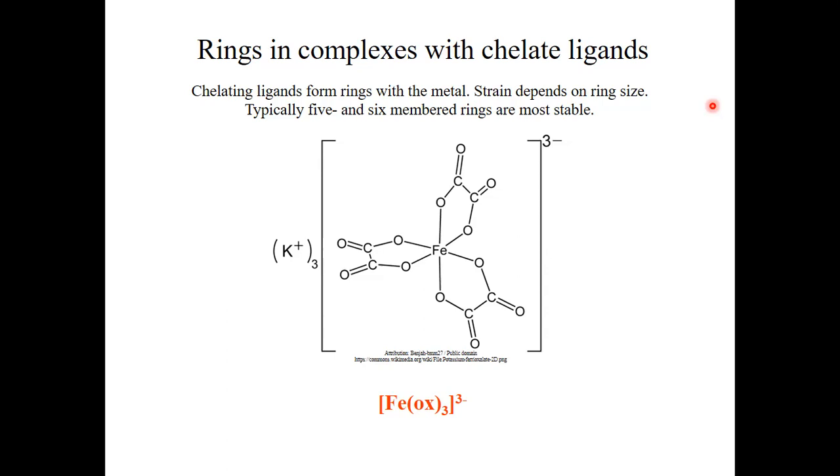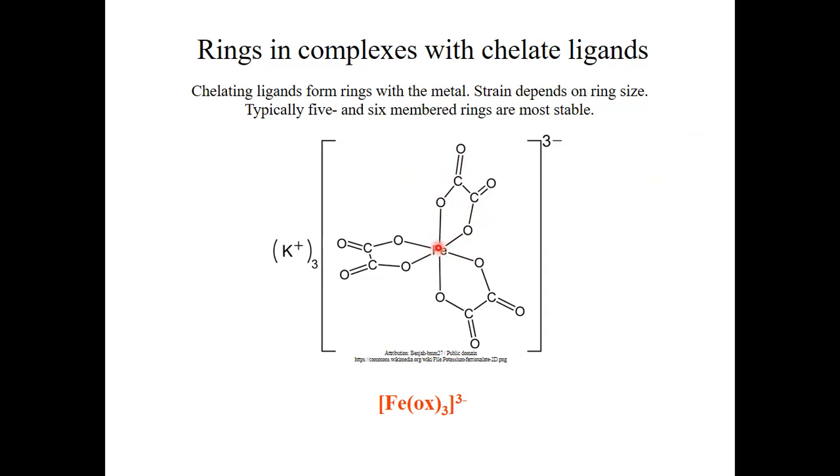So one designs these ligands so that the ligand can form 5 and 6 membered rings with the ion, thereby giving complexes with the greatest stability. So one example is here, in which an oxalate ligand forms 5 membered rings with an iron center.